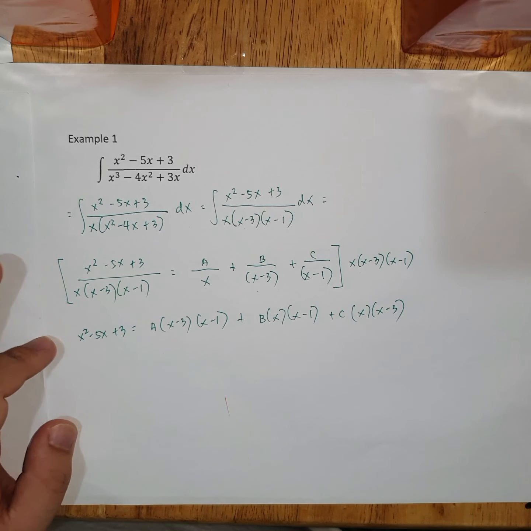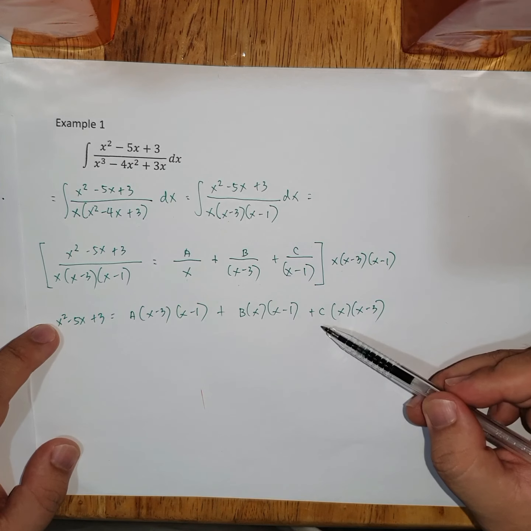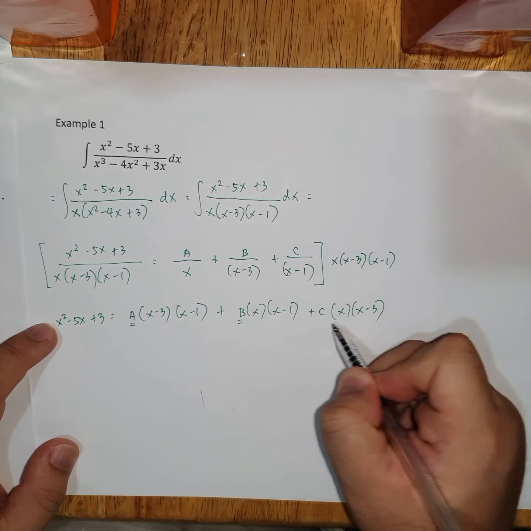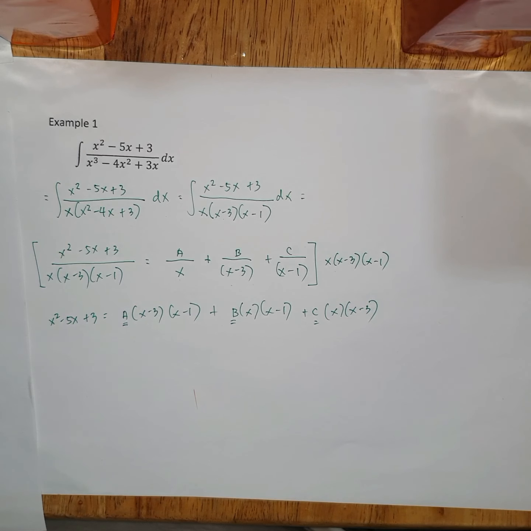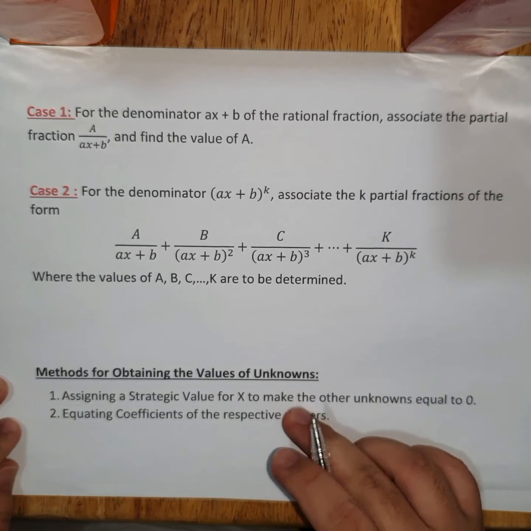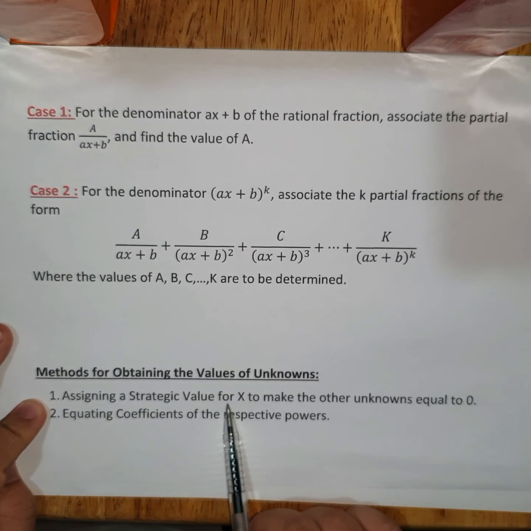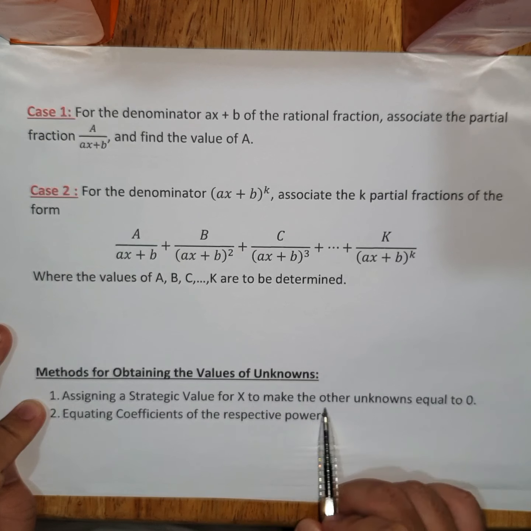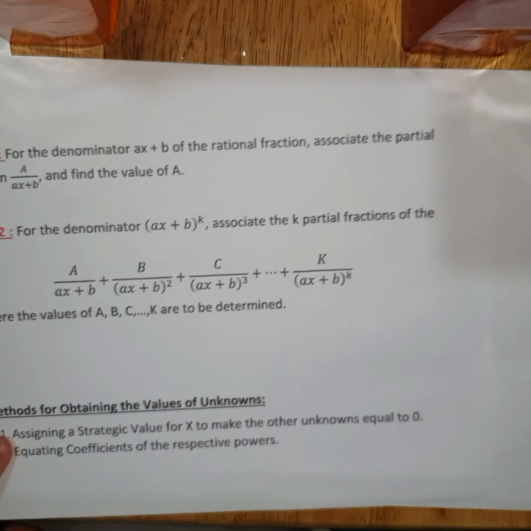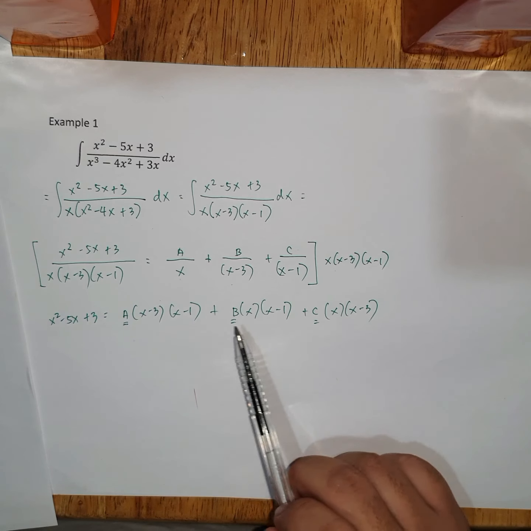Okay. So, yung goal natin kapag nag-arrive na tayo sa ganitong equation is to identify yung value ng unknown constants natin. So, kailangan natin malaman yung value ni A, ni B, at ni C. So, merong two methods kung paano ma-obtain yung values of the unknowns. So, method for obtaining the values of unknowns. So, we have two methods. Yung first one is assigning a strategic value for x para daw maging equals to 0 yung unknown natin. Okay. So, ano ibig sabihin nun? So, pwede gamitin natin yung value ni x na magzi-zero yung mga ibang letter natin.